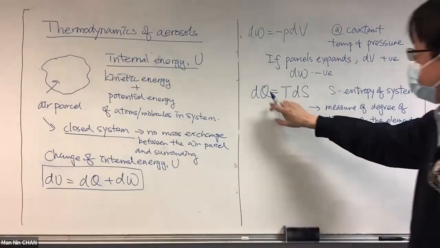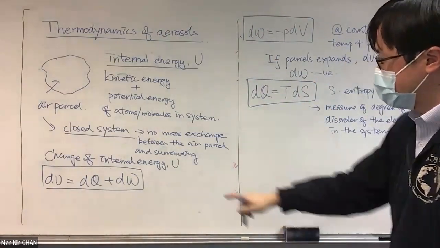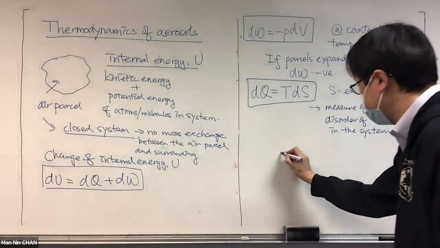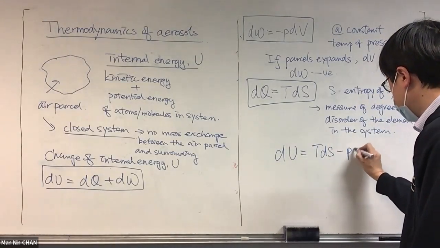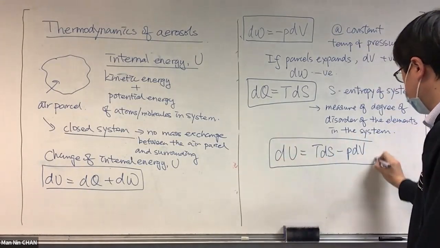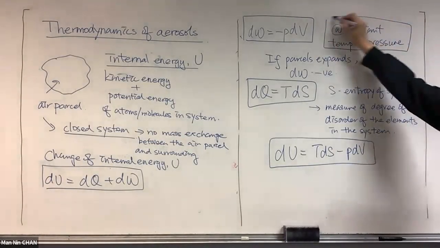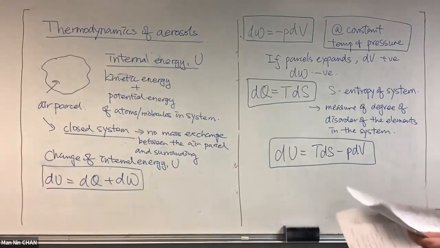If you put these two terms back into the equation, you get dU equals TdS minus PdV. Of course, in this case we assume we are at constant temperature and pressure. I think you have seen this equation before for a closed system, where we consider an air parcel.